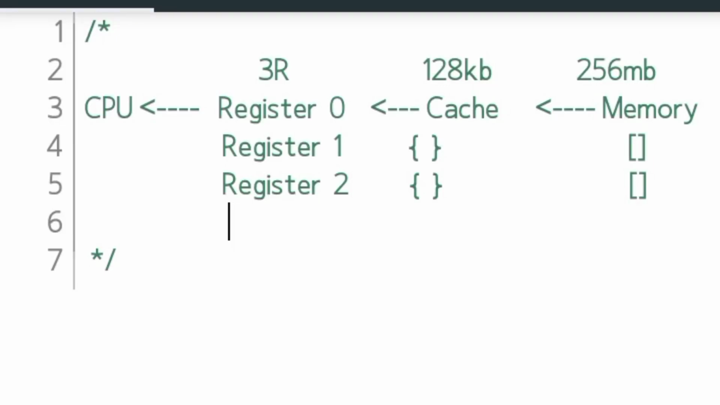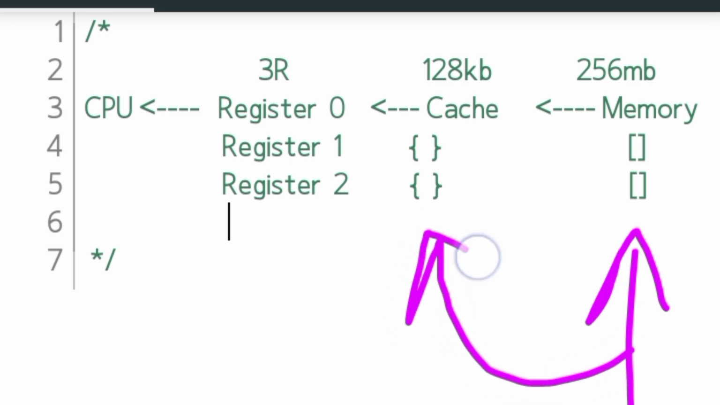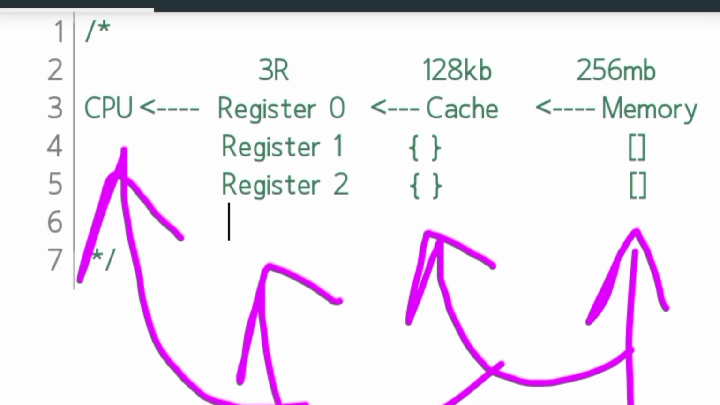Before we begin, let's explain a little bit of computer architecture. When we run our program, it is loaded into memory. Then from memory, which is our RAM, it is loaded into cache, and cache is a smaller and faster form of memory. Then from cache, it is loaded into registers before being executed by the CPU.